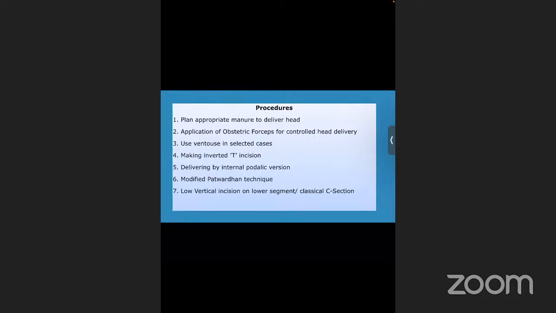Modified Patwardhan technique for the deep transverse arrest, lower vertical incision on the lower segment. I have never tried this lower vertical incision. I'm happy with the inverted T and classical C-section.